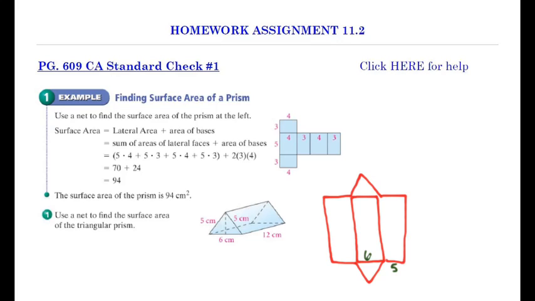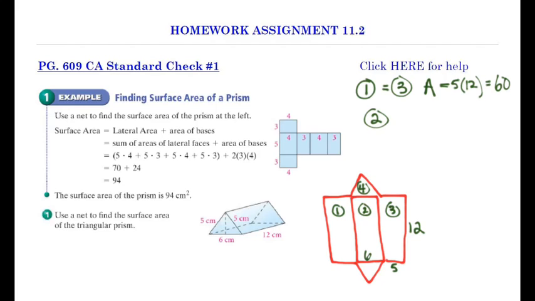There's three sides. That's a 6, that's a 5, that's a 12. And we really have four regions that we're trying to figure out the area for. 1 and 3 are the same. And it's just a rectangle, so it's 5 times 12 or 60. 2 is a rectangle as well. It's 6 by 12, so 72 square units, or centimeters in this case.